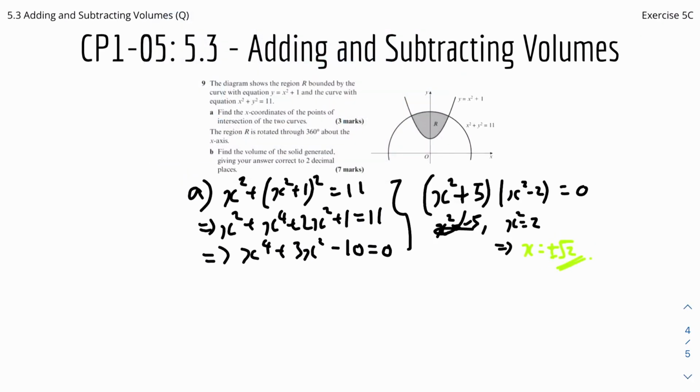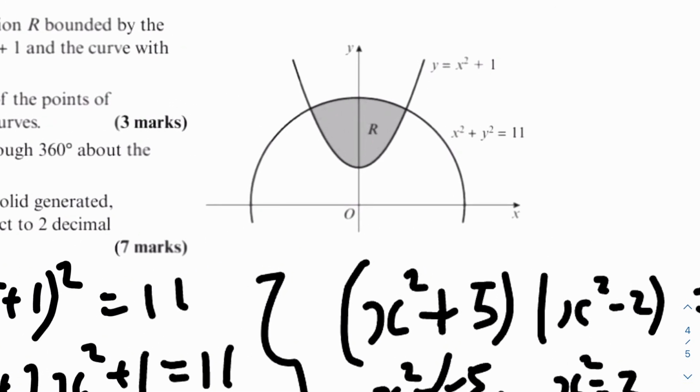And the last part: the region R is rotated 360 degrees about the x-axis. Find the volume of the solid generated, giving your answer correct to 2 decimal places. So we'll just find the volume of this part here, half of R. It's the volume under the first curve, minus the volume under this curve right here. We'll call them curve 1 and curve 2.